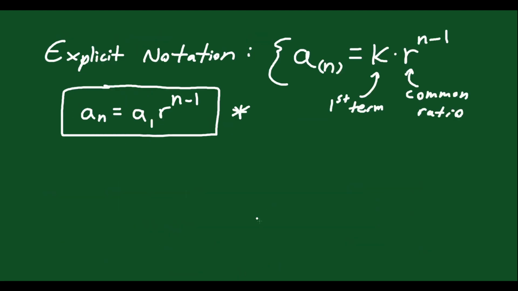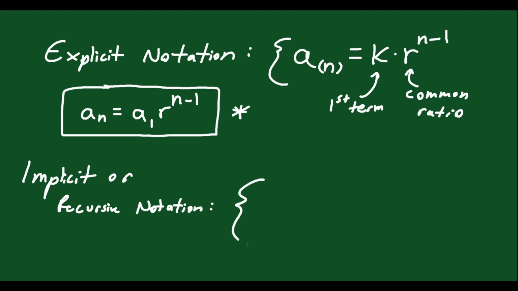Now we also have the implicit or recursive notation. That's going to look something like this, where you say a1, your first term, is equal to k, and then you say an, your nth term, is equal to a(n minus 1), that's the term before an, multiplied by r.